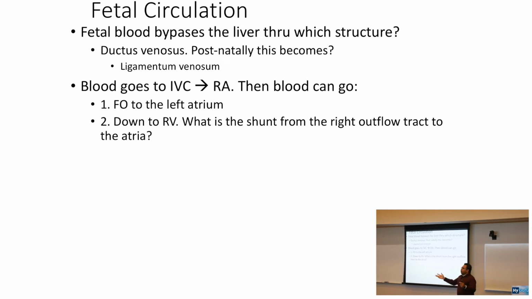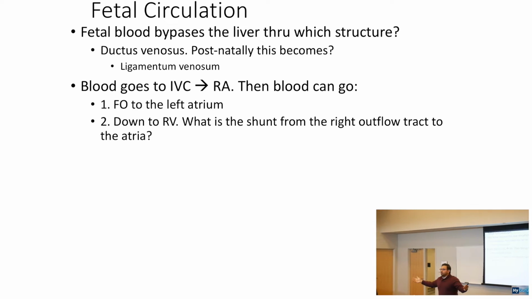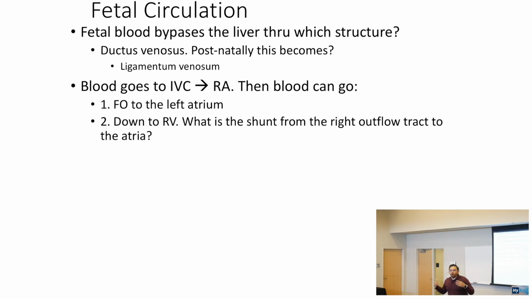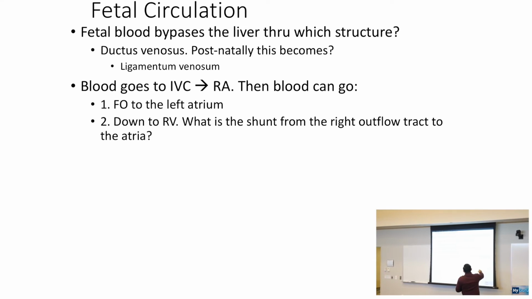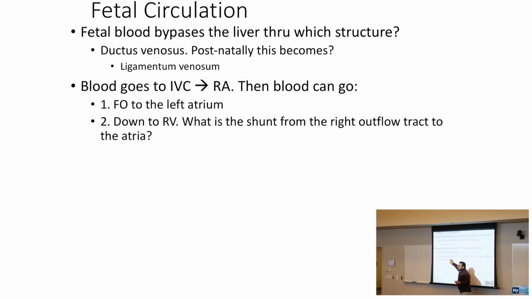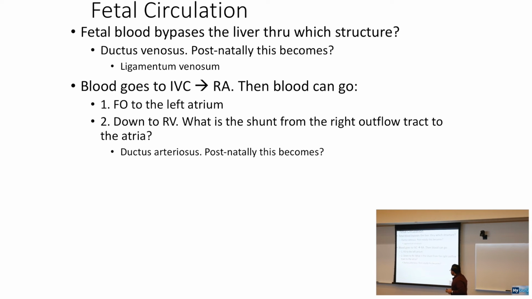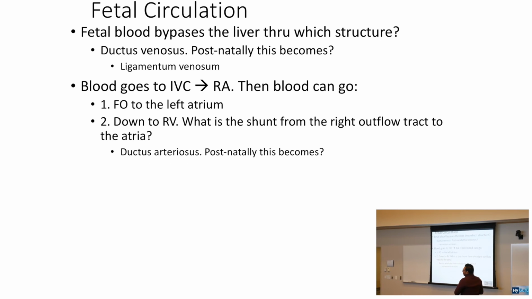From the right ventricle, normally, where is blood going to go? Pulmonary arteries, exactly, right? So what is the shunt from the right outflow tract to the aorta? What is that going to be called? Ductus arteriosus, exactly. From the right outflow tract to the aorta. I apologize for the typo. The ductus arteriosus is going to be that structure, and postnatally, that's going to become the ligamentum arteriosum.